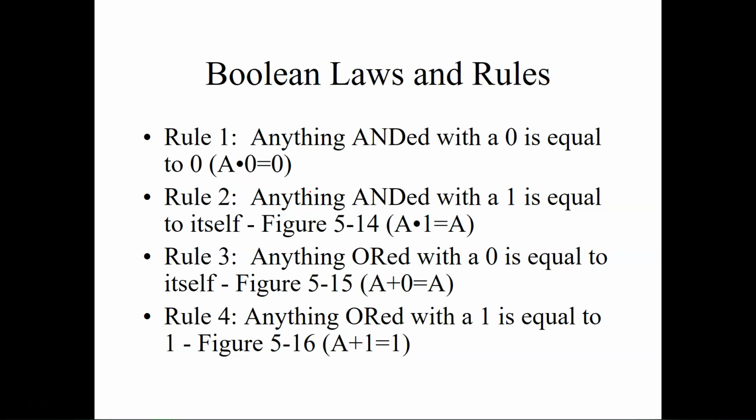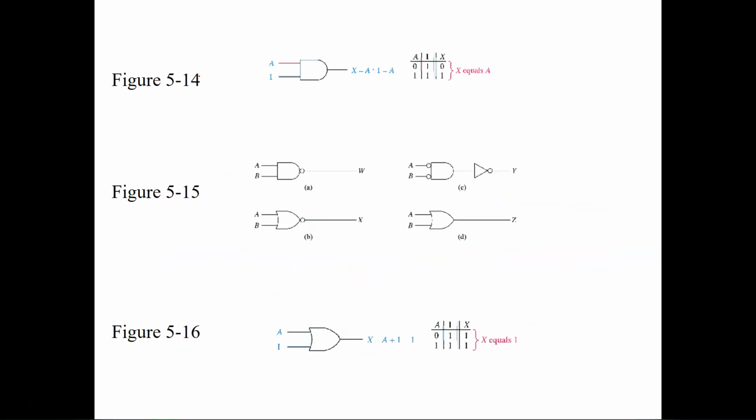So this one is talking about figure 5-14. Anything ANDed with a 1 is going to become true. So essentially, again, this is just looking at AND logic versus OR logic versus NAND and NOR. Any questions on that, guys?